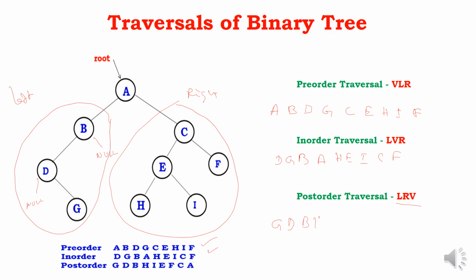Left, right, root: HIE, then F, then C, then A. So GDB, HIE, FCA. In this way, we can traverse any binary tree in all three orders: pre-order, in-order, post-order. Pre-order means visit root node, traverse left subtree in pre-order, traverse right subtree in pre-order. In-order means traverse left subtree in in-order, visit root node, traverse right subtree in in-order. Post-order means traverse left subtree in post-order, traverse right subtree in post-order, then visit root node.